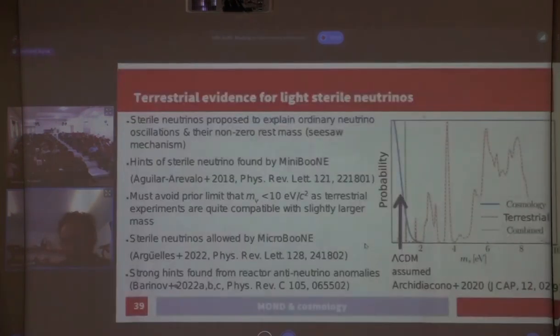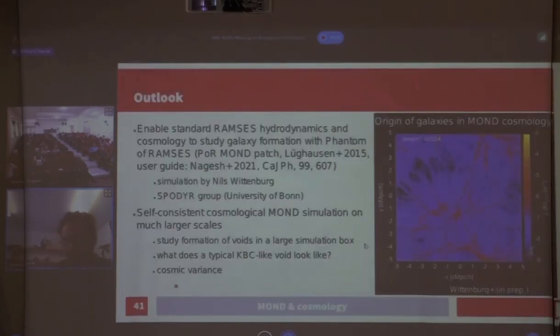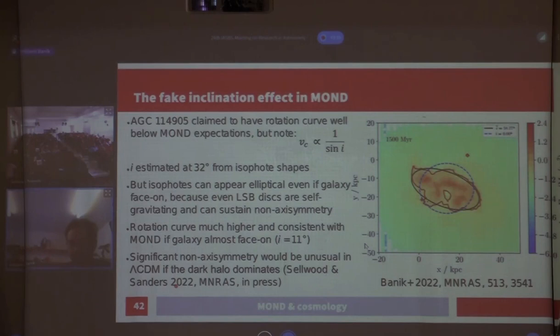There's also, regarding the low mass or the dwarf galaxies, one thing I wanted to mention is we've done a study on this AGC 114905, which was claimed to not work in MOND, but that's because they assume the inclination is 32 degrees from the elliptical shapes of the isophotes. But actually, it could be very close to face-on, and the observed ellipticity could just be a consequence of intrinsic non-axisymmetry. So this galaxy is actually quite consistent with MOND once uncertainties are considered.